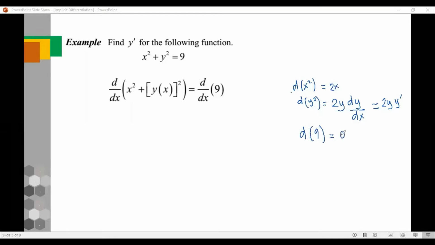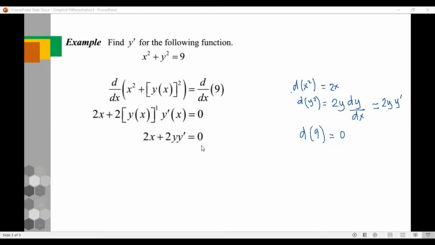Now, if we take the derivative of 9, because 9 is a constant, we then have 0. Let me show you the solution we have in our PowerPoint. You write the derivative of x squared with respect to x, and the derivative of y of x to the power of 2 is 2 times y of x times y prime of x. That's what I write here, and that is equal to 0.